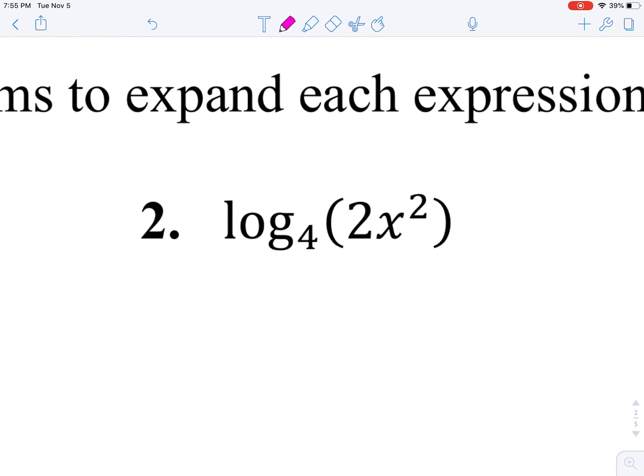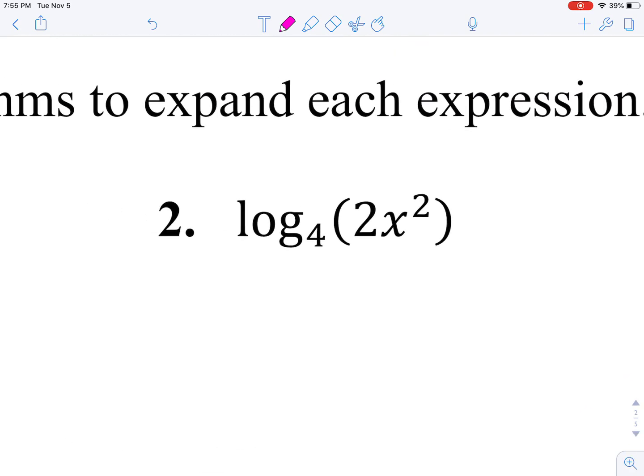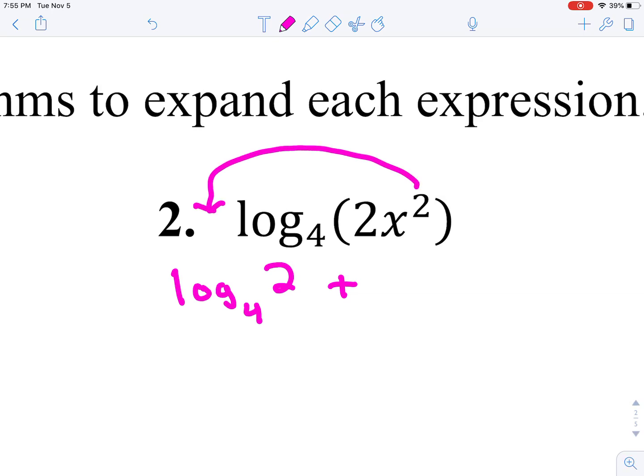Number 2. So here we have a log base 4 of 2x squared. All right, so what we're going to do here is we're going to go log base 4 of 2, and then with multiplication, remember, in exponent land, that is addition. So it's log base 4 of 2 plus, now I'm going to have log base 4 of x squared. And remember, with the x squared, the 2 comes in front of the logarithm. So it's going to be 2 log base 4 of x.